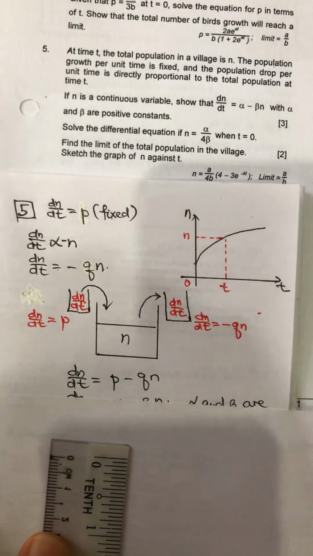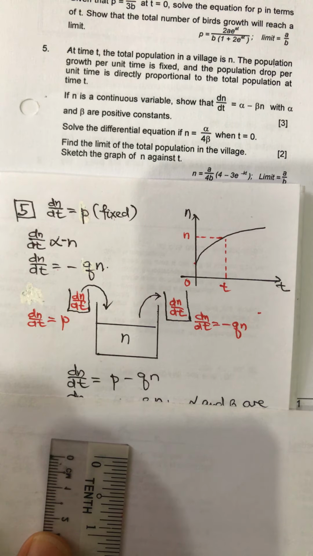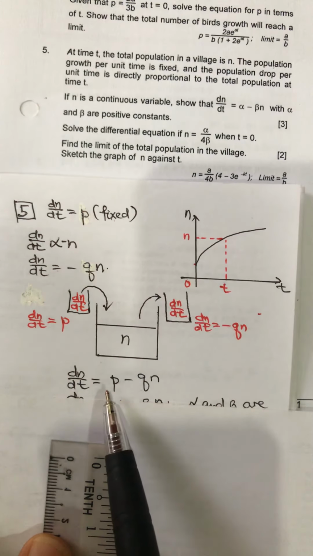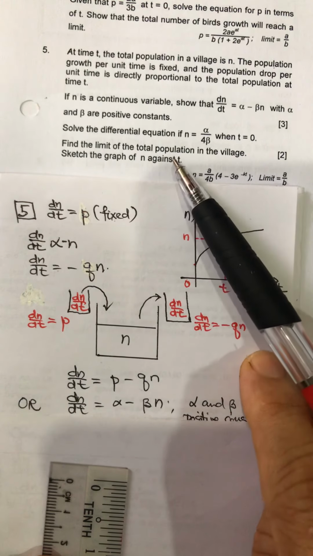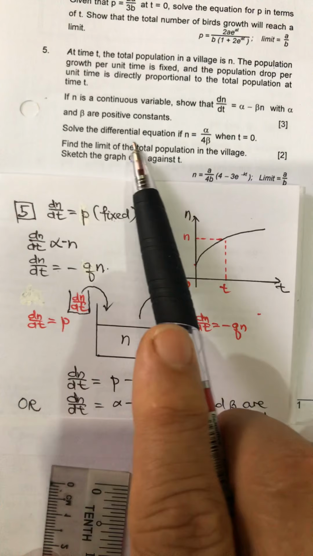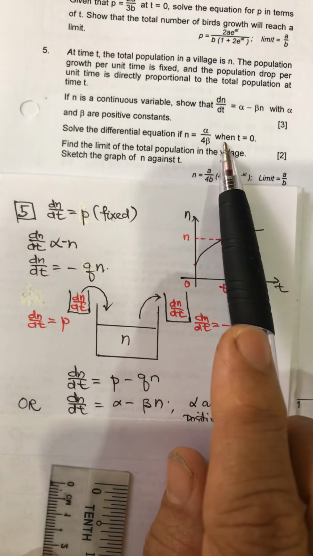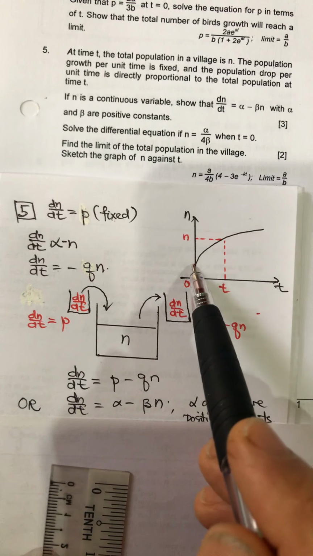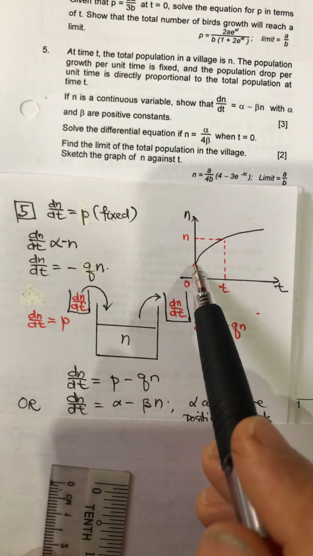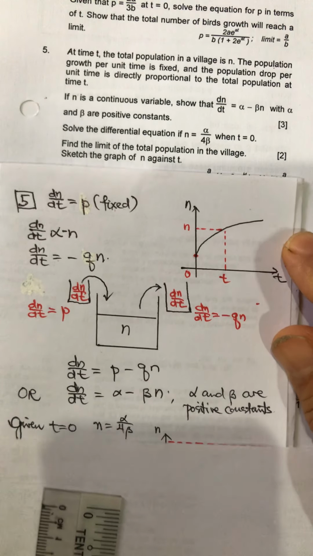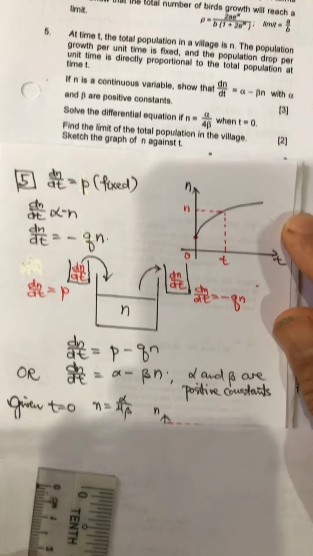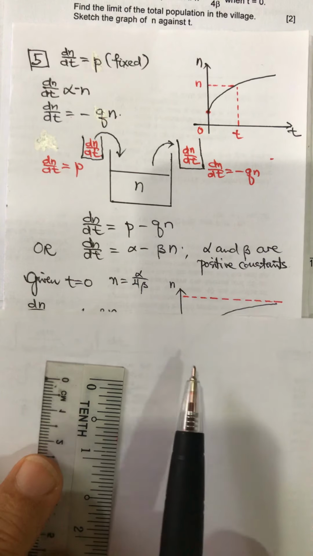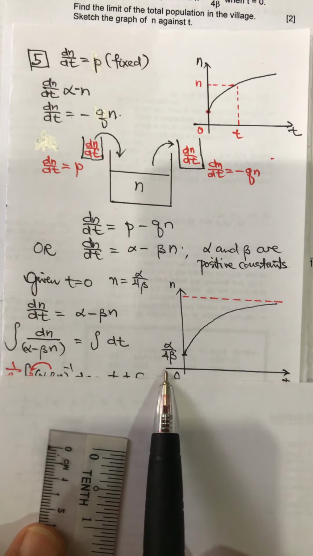So you get this. In the question, they ask you to show dn over dt is alpha minus beta n. That means they want you to use alpha and beta. So we just change the p into alpha and this is beta. Okay. Now solve the differential equation if n equal to alpha over 4 beta. So this is the beginning. That's why they give you the beginning here. This is for you to find the c. So we have t equal to 0, then we have n equal to this one. This is the y-intercept.